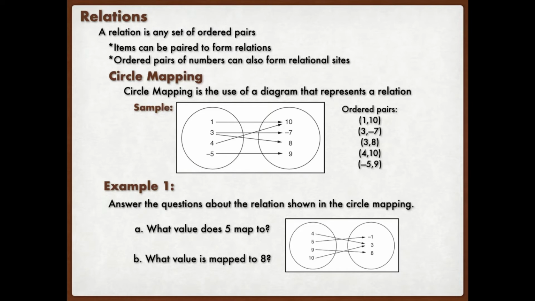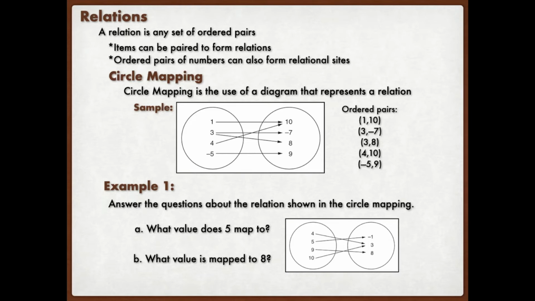Now our second ordered pair is going to be 3 bonded with -7. So (3, -7). But we also have the 3 with a pair of, you can see the arrow not only goes to -7 but goes to 8. So we will have a second ordered pair from 3, so (3, 8). Then we have another ordered pair, (4, 10). So both 1 and 4 have an ordered pair with 10. Lastly, we have (-5, 9). So we have a total of 5 ordered pairs, even though there are only 4 numbers in each circle.